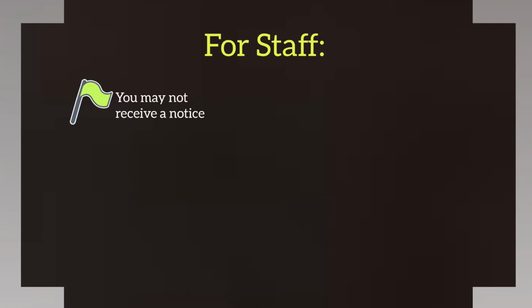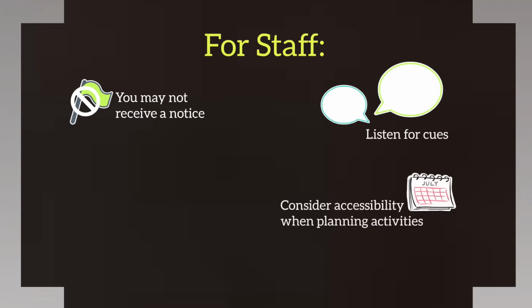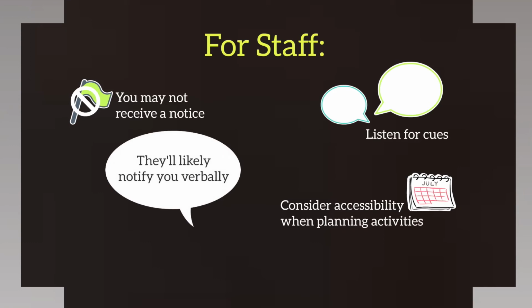We collaborate with staff as much as we do with faculty to provide accommodations. Not all staff members will receive an accommodation notice. So when working with students, you'll want to listen for cues from those who may need support. You'll also want to consider accessibility when developing programs and activities for your area. If you are working with a student in need of accommodation, they'll most likely notify you verbally of their request. Some accommodations may be very easy to coordinate, like providing a handout in an alternative format or meeting in an accessible location. In situations where you may need assistance with coordinating, please contact DSS.